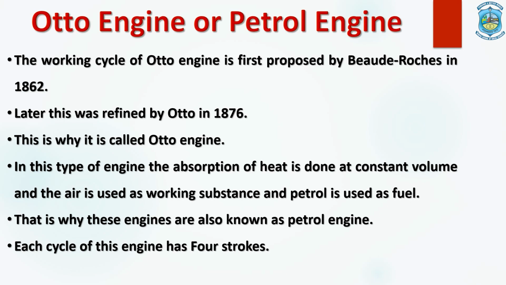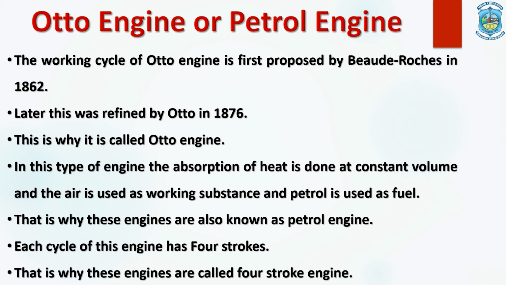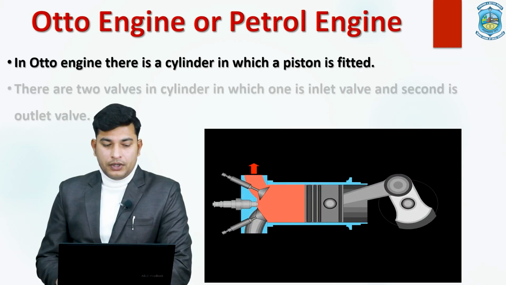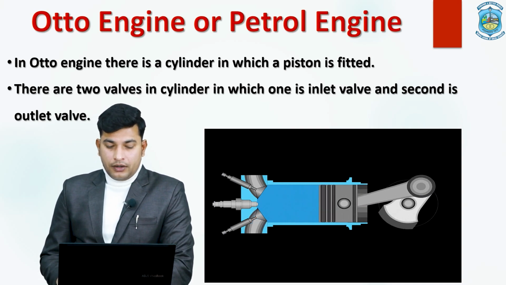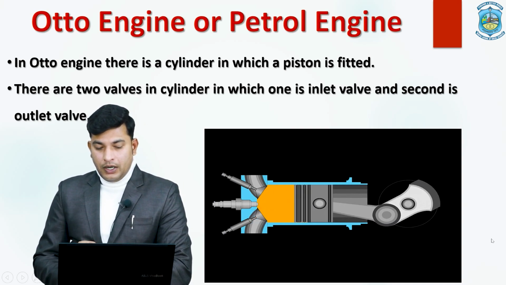Those 4 strokes are basically the 4 steps for achieving one cycle, and we are very familiar with this name, the 4-stroke engine. It's also a kind of Otto engine or petrol engine. So let me start with the description of this particular cylinder, as we can see in the image.